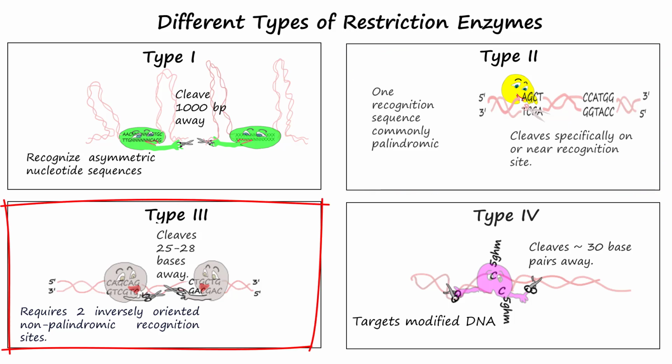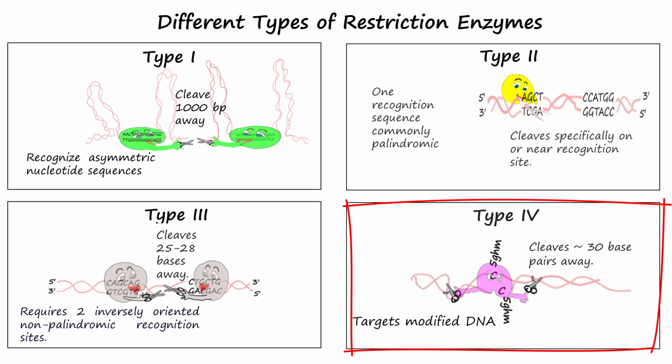Type 3 enzymes require 2 inversely oriented recognition sites for cleavage, each about 5 to 6 bases and non-palindromic. Once bound to a recognition site, the enzyme slides along the DNA and upon encountering a second complex, cleaves downstream of the recognition site, typically 25 to 28 bases away. Type 4 enzymes recognize modified, typically methylated DNA and cleave approximately 30 base pairs away from the recognition site non-specifically.